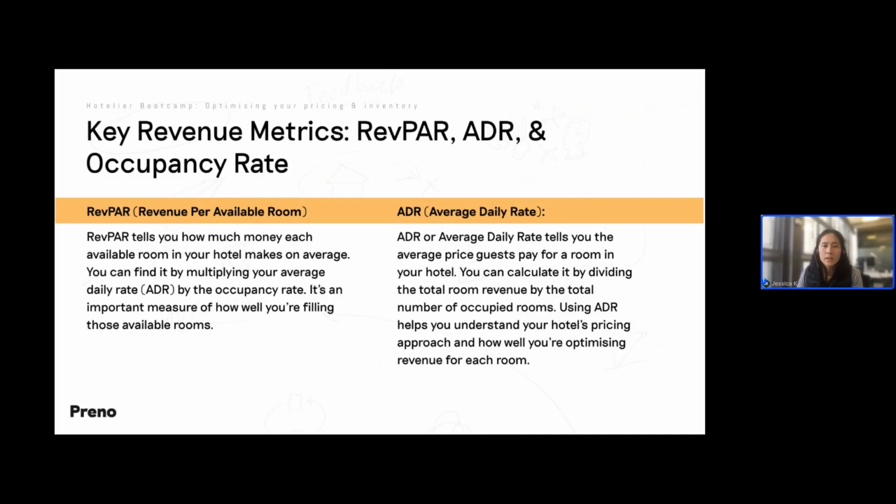And then the second one is ADR, average daily rate. This tells you the average price guests pay for a room in your hotel. And this is also easily calculated by dividing the total room revenue by the total number of occupied rooms. Using this metric helps you understand your hotel's pricing approach and how well you're optimizing revenue for each room.